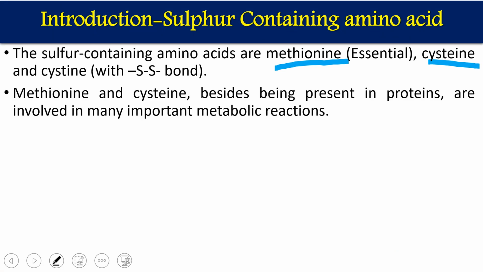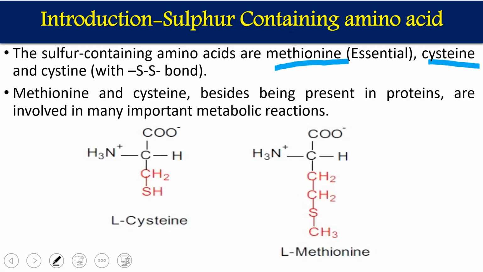Now, if you see the structures of cysteine and methionine, there is a basic difference between them. Methionine contains a thioether type of sulfur, where sulfur is between two methyl groups, whereas in cysteine a sulfhydryl group is present. So the type of sulfur present in the two amino acids is different, and that's why their roles and functions are also different.